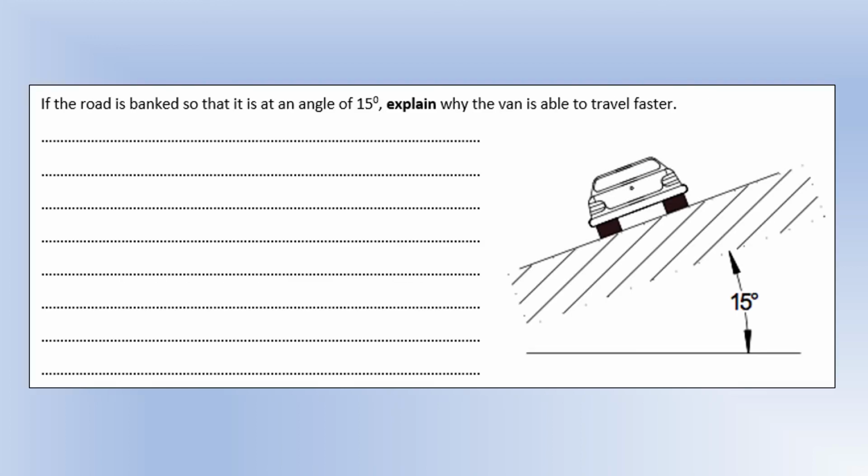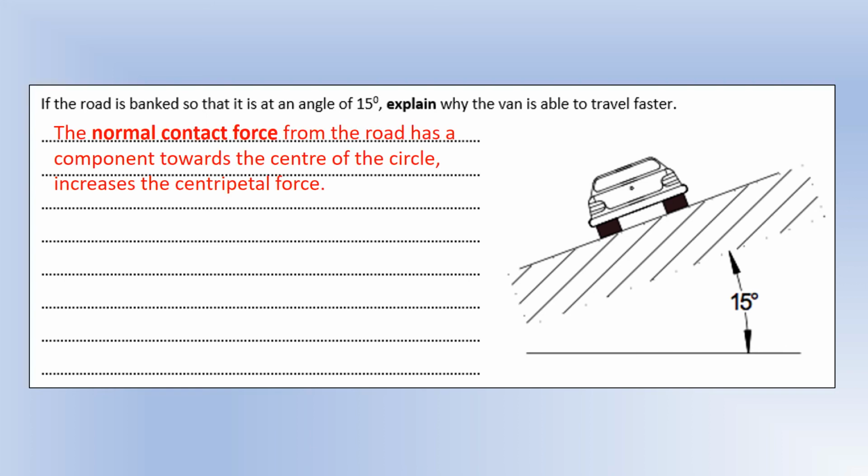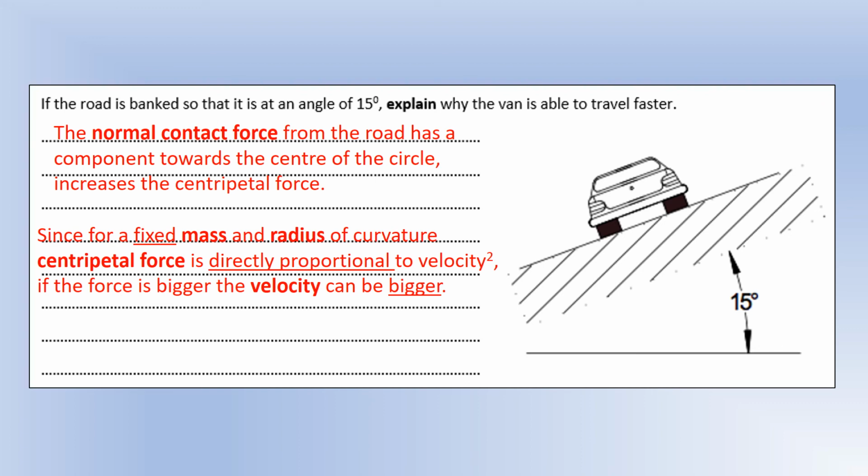So if the road is banked, so in this case with an angle of 15 degrees, explain why the van is able to travel faster. So to travel faster, you need a bigger centripetal force. So that must be the reason why. In this case, the normal contact force from the road has a component towards the center of the circle in which it's traveling, which makes the centripetal force bigger. And because of that, if we have a fixed mass and a fixed radius of curvature, centripetal force is directly proportional to velocity squared. So if the force is bigger, the velocity can also be bigger.